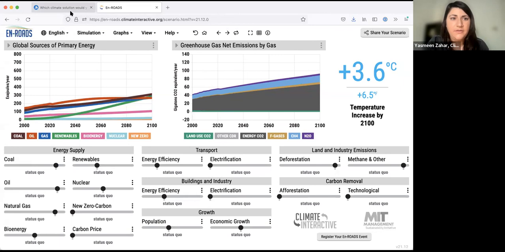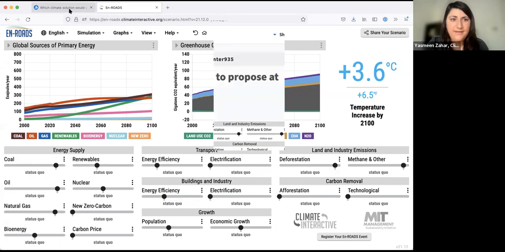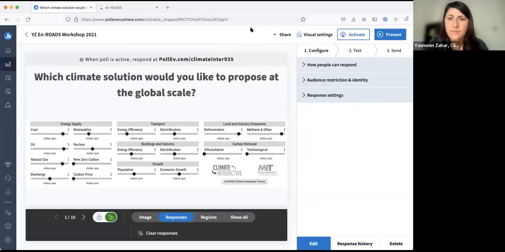And so the way we're going to do that, and the way that I would love to get your input into it, is through this software called Poll Everywhere. And I'll just share it quickly in the chat here.